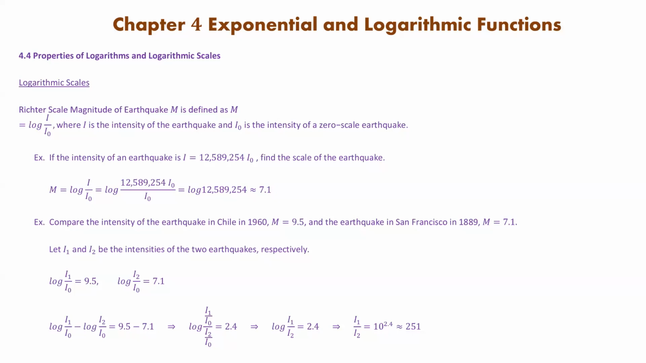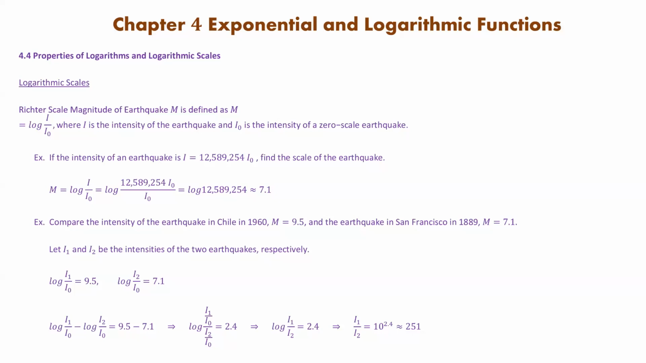And compare this earthquake with the one in San Francisco in 1889, which is 7.1. I just did one example. I think that one destroyed the whole city of San Francisco in 1889. But the one in Chile was even stronger, okay, in 1960. So we need to compare the actual intensity of these two earthquakes.